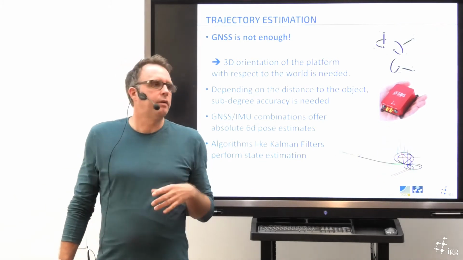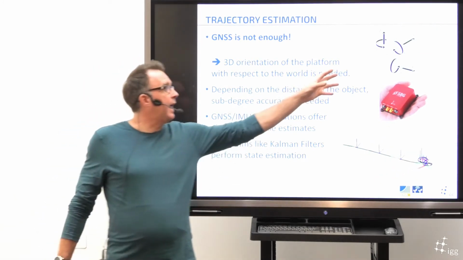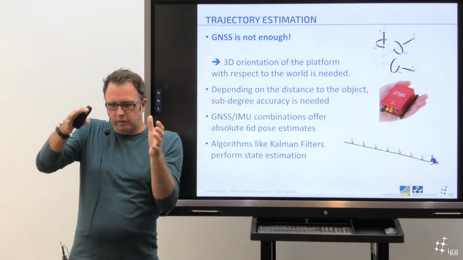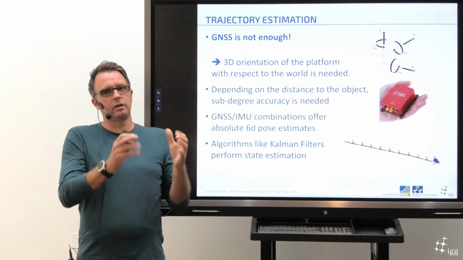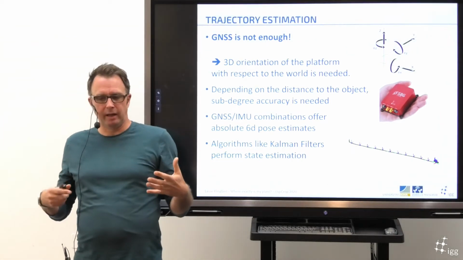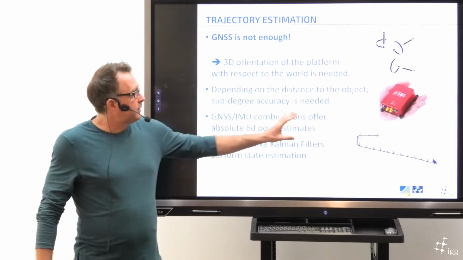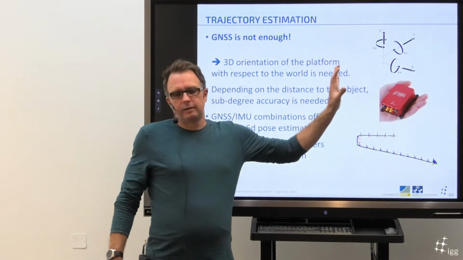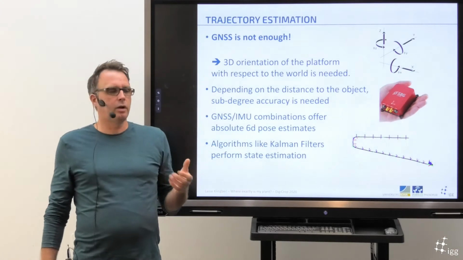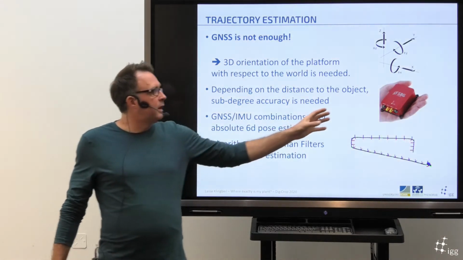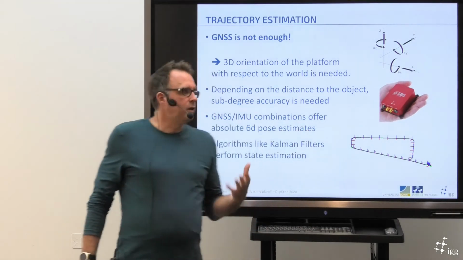You need a 3D orientation as well. So you need 3 angles in order to know, for example, where your sensor is actually pointing and where your sensor is looking at. This can have a big influence on your accuracy. Luckily, there are systems which provide a 6 degree of freedom pose, like position and orientation, and these systems are available on the market, and you can use them.